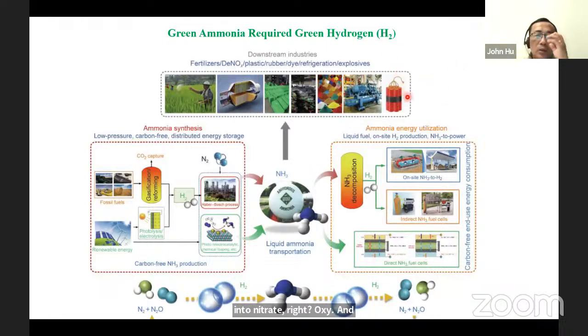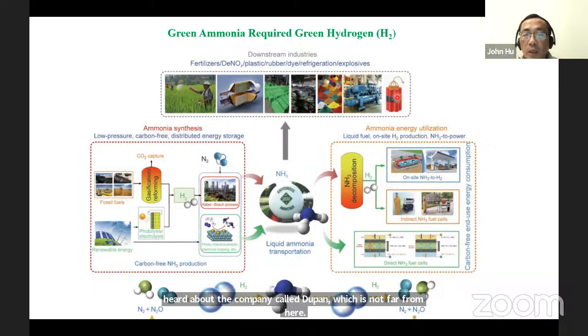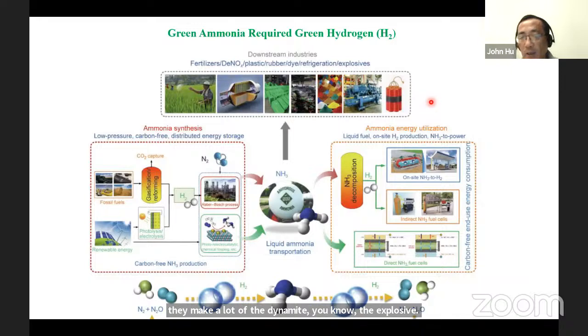So during World War I, World War II, you heard about the company called DuPont, which is not far from here. They made a lot of dynamite, the explosive, and that's basically from ammonia. So that's why ammonia is highly demanded. Today production is still increasing, but pretty much stabilized at somewhere around 190 million tons already.